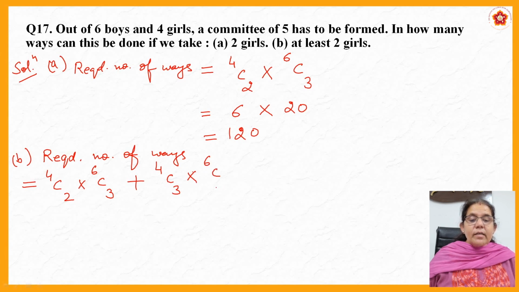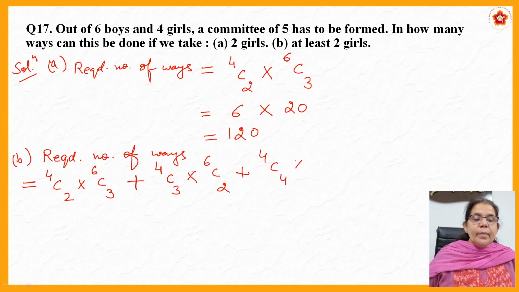And if we take 3 girls, then how many boys do we have to take? Total is 5. So 3 girls we have taken. How many boys have to be chosen? Only 2 boys have to be chosen. 3 girls have already been selected, so 2 more are required. So out of 6 boys we can take 2.